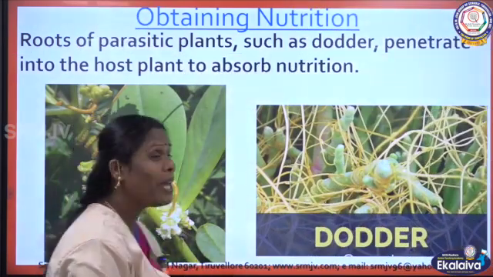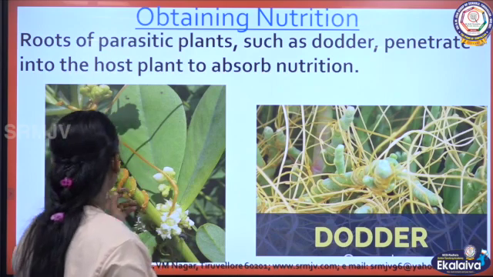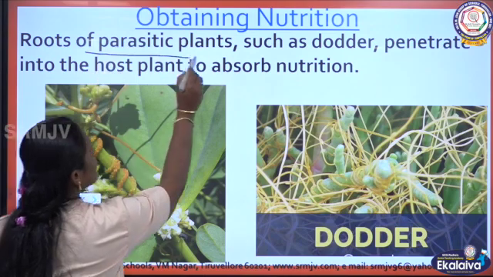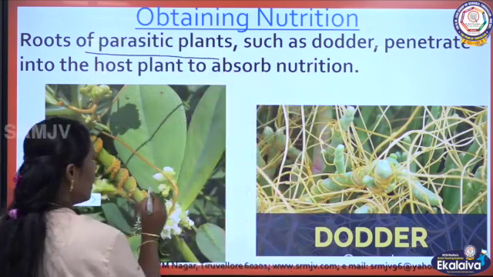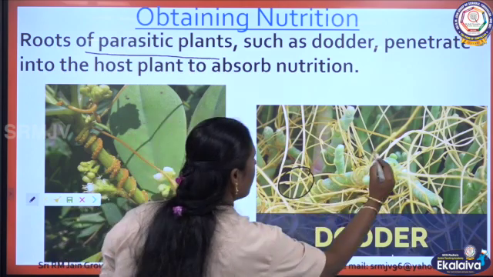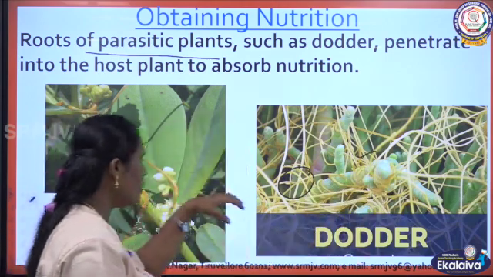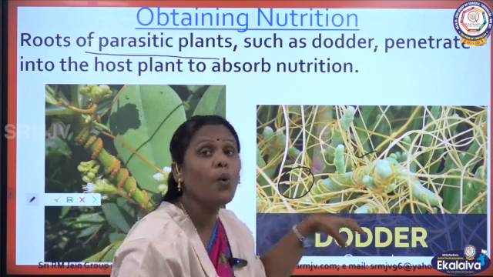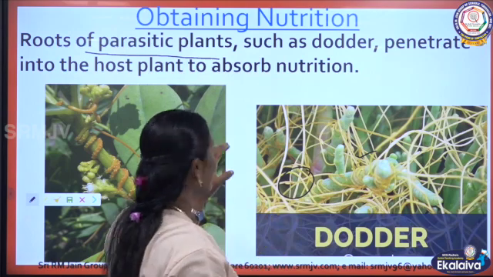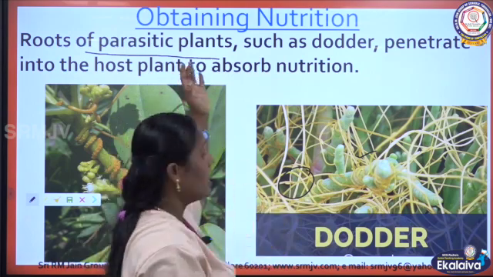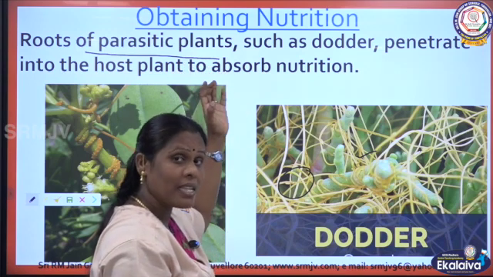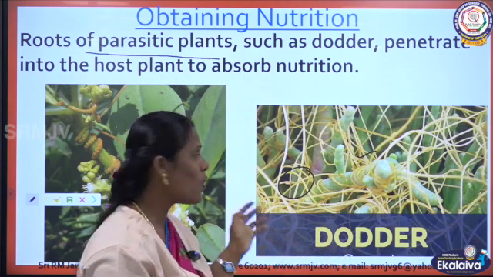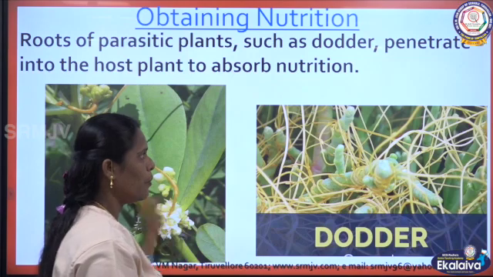Next, obtaining nutrition. Here, roots of parasites. See, roots of parasitic plants such as dodder. So, this is a dodder plant. Okay. They penetrate into the host and take nutrition. It depends on the host plant. Okay. So, we can say parasitic plants get nutrients from the host plants. So, these are the modifications of root.